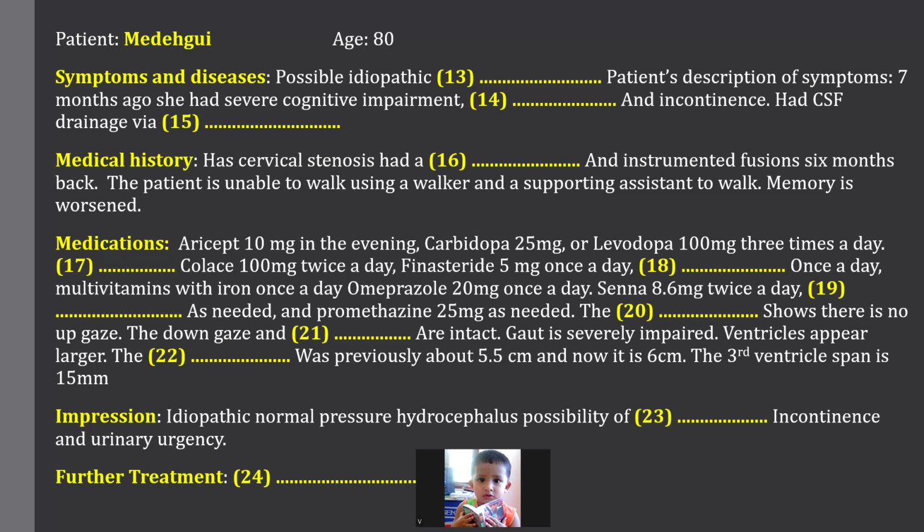I had severe cognitive impairment, gait impairment and incontinence. Actually, I was evaluated in hospital at the time with CSF drainage via temporary spinal catheter. But there wasn't any significant response for that. Well, your MRI shows you have cervical stenosis. It seems you also had a cervical laminectomy and instrumental fusion 6 months back. Yeah, but there is no significant improvement.